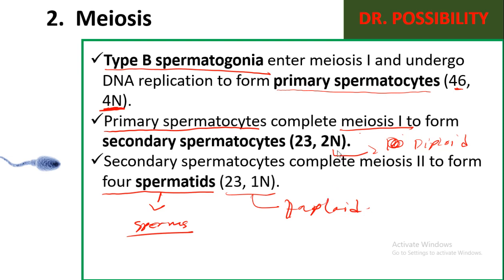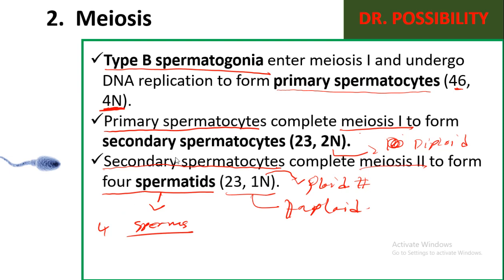A haploid number of chromosomes. Remember this N, when you check out my previous video, this N just refers to the ploidy number. Okay? So these spermatids come from the secondary what? Secondary spermatocyte. And these secondary spermatocytes complete the process of meiosis 2 to form what we are calling spermatids. And how many are these spermatids? There are just 4 of them.